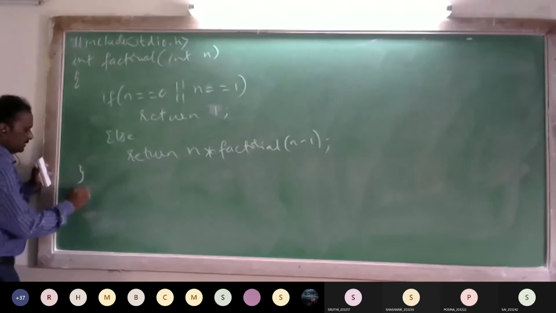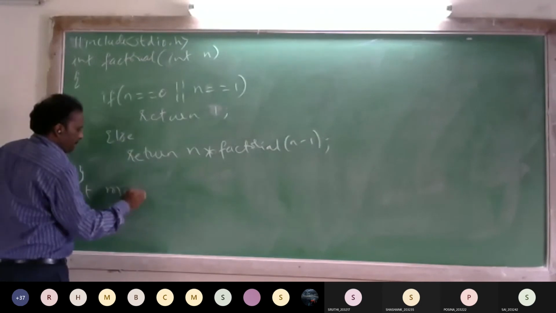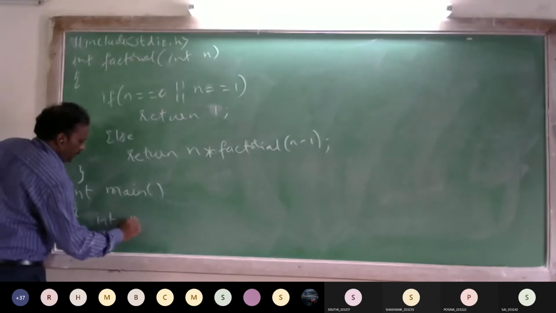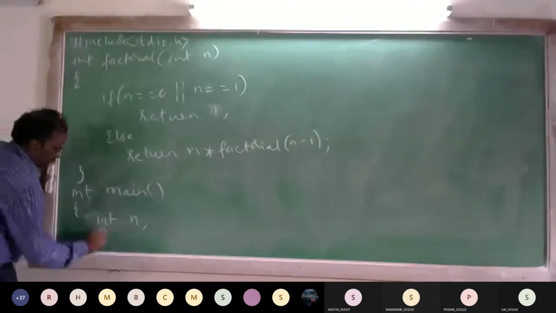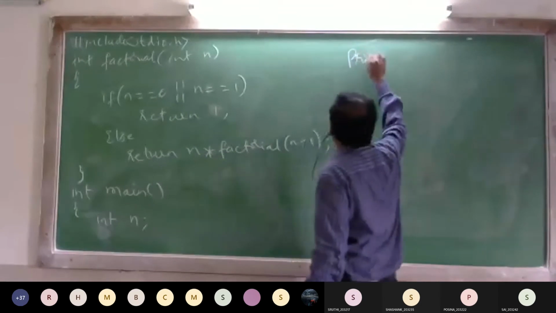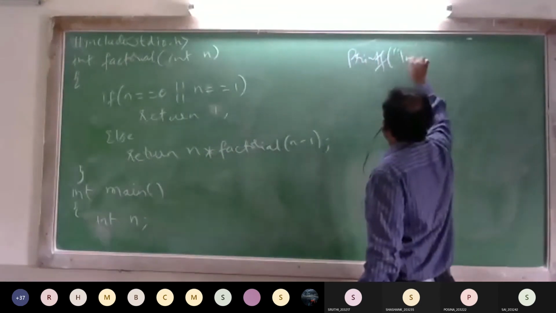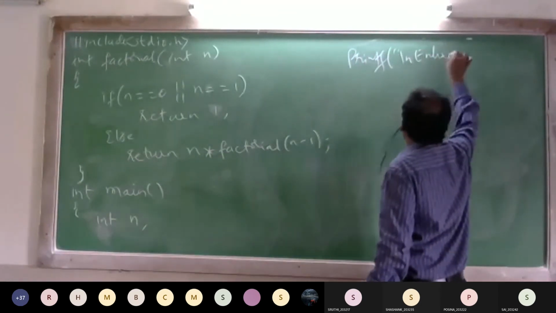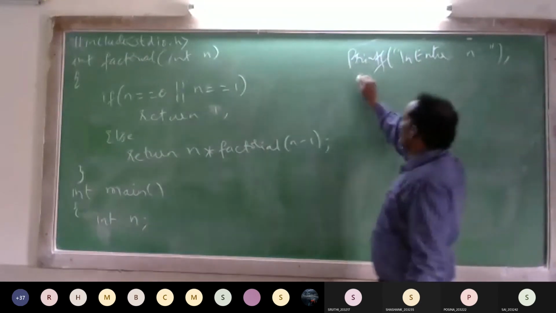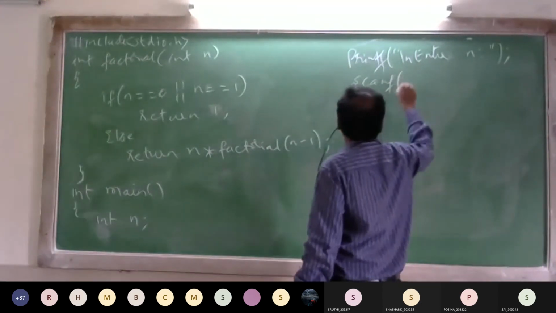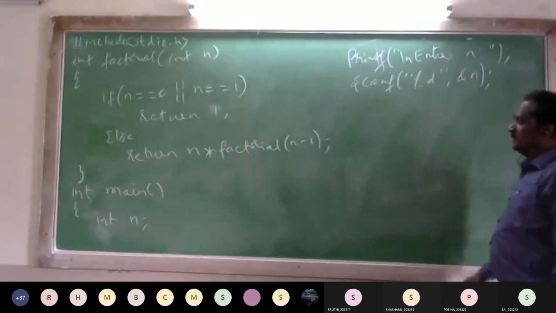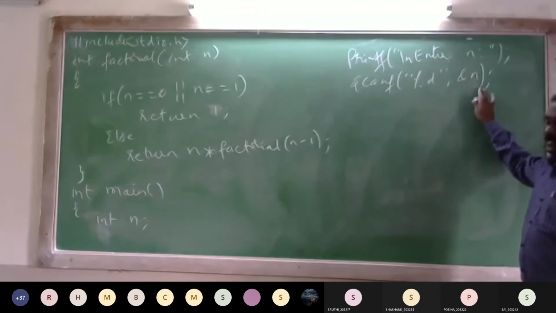Now I will write the main function. Int main, int n, printf, enter n value. So how do we enter the n value? By using the scanf. Scanf percentage d comma address of n.